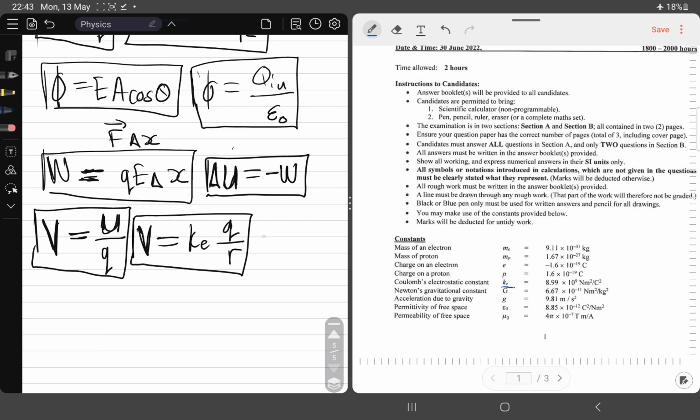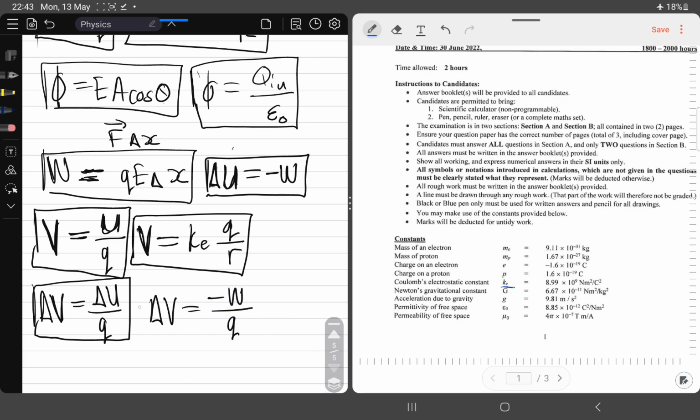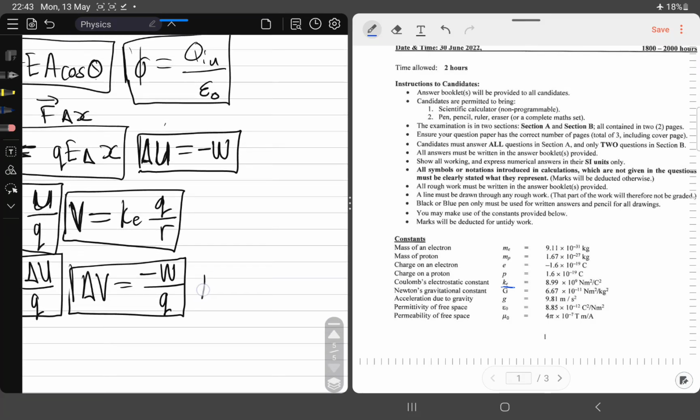And then we are going to have now the last one. The last one is going to be the change in potential, which is just the change in potential energy divided by charge. Okay, which we know that change in potential energy is negative work. So change in potential is equal to negative work over charge. Which we know that work is equal to QE delta X. So we can say that change in potential is equal to negative of QE delta X over Q. And the Q's will cancel, and we can say the change in potential is equal to negative of E delta X. And we are done.